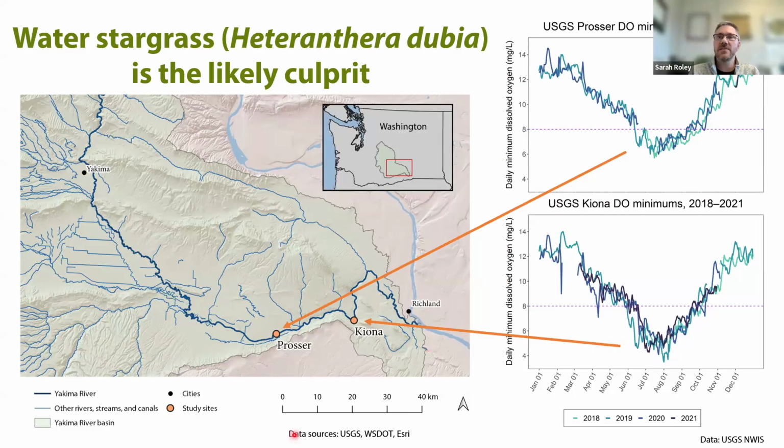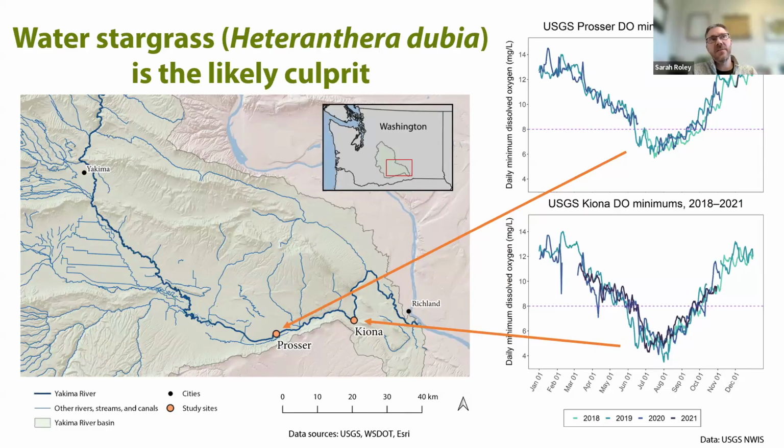And between these two sites, there is quite a bit of water stargrass. And it seems that that water stargrass is just pulling that oxygen out of the river through its respiration at night. And by the time it reaches Kiona, it is extremely low.